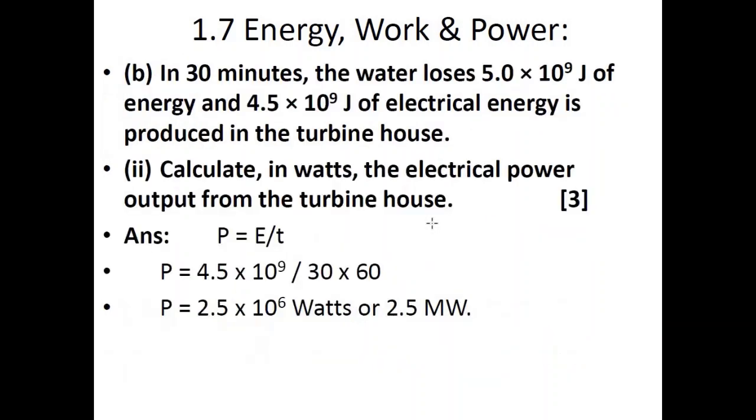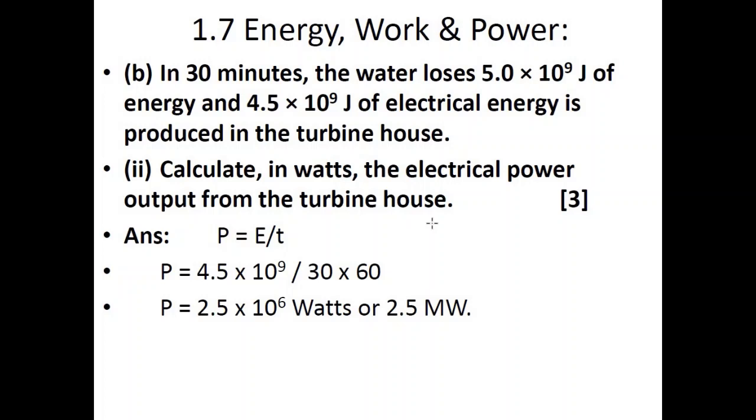In 30 minutes, the water loses 5 into 10 power 9 joules of energy, and 4.5 into 10 to power 9 joules of electric energy is produced. Calculate in watts the electrical power output from the turbine house. Simply, power is equal to delta E upon T, or work done upon time. Over here we are given values in form of energy, so we are going to utilize the formula delta E, or change in energy, divided by time.